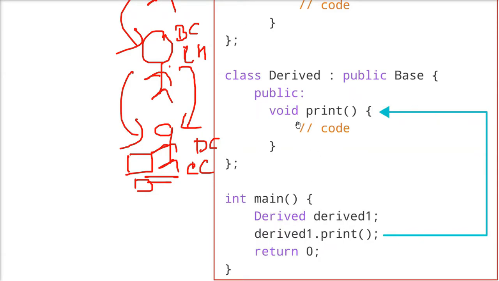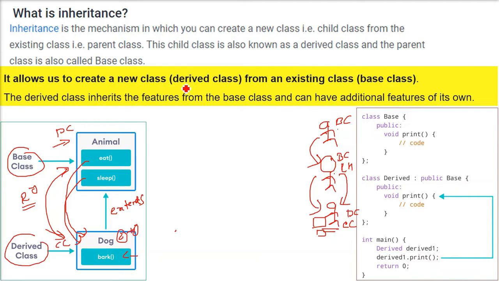How do you make it? If you really have to call the derived class function print, then you have to make the base class print function as virtual.